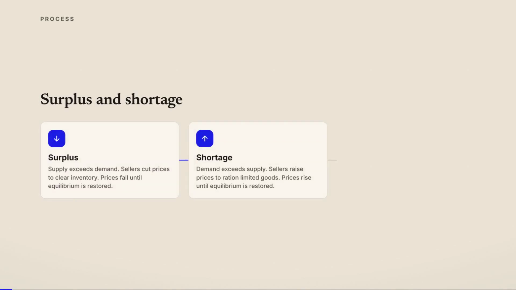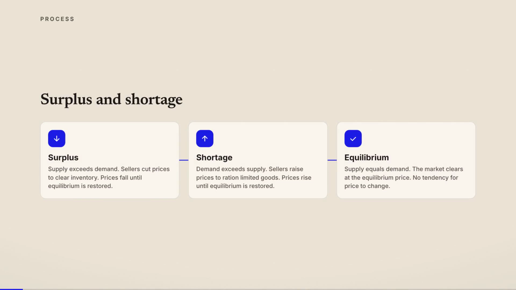What happens when the market isn't at equilibrium? Two things can go wrong: a surplus or a shortage. A surplus happens when supply exceeds demand. Imagine a farmer who grows too many watermelons and can't sell them all at the current price. The farmer has to lower the price to clear the inventory. As the price drops, more customers step in to buy, and some farmers decide to grow fewer watermelons next season. The price keeps falling until equilibrium is reached.